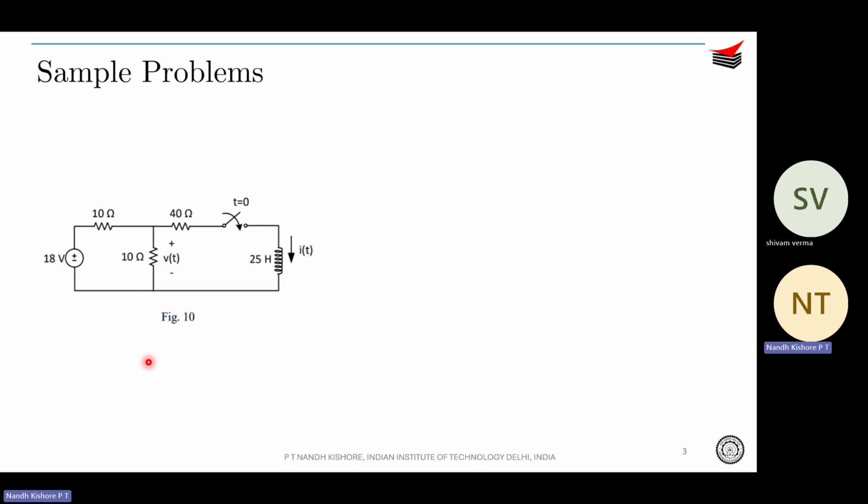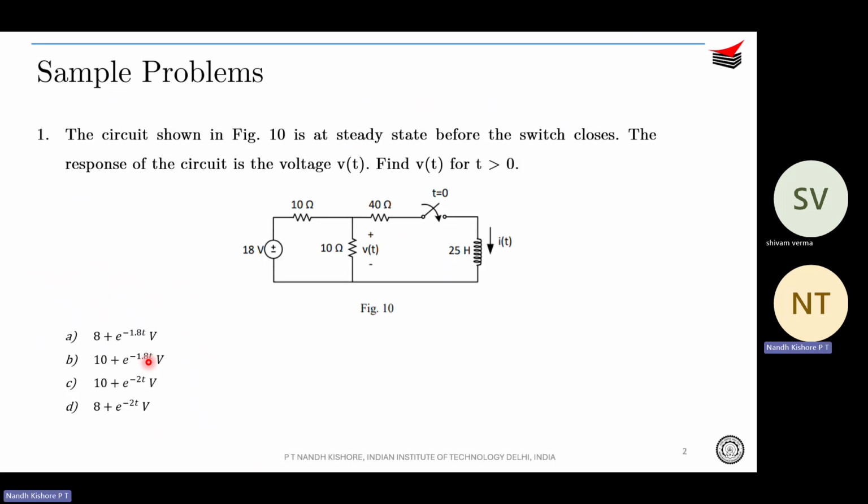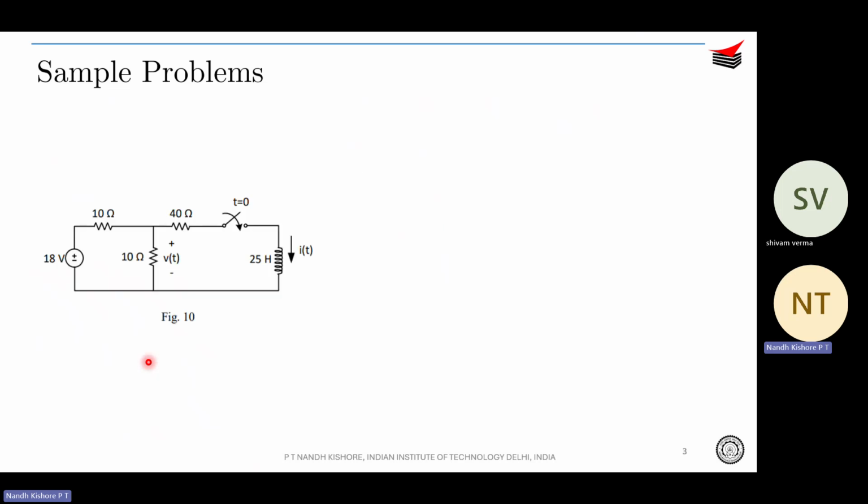So how do we solve this? First thing is that we will analyze the circuit under steady state. That is the first thing we are going to do. So let me take it in my lap and let me change over to pen.